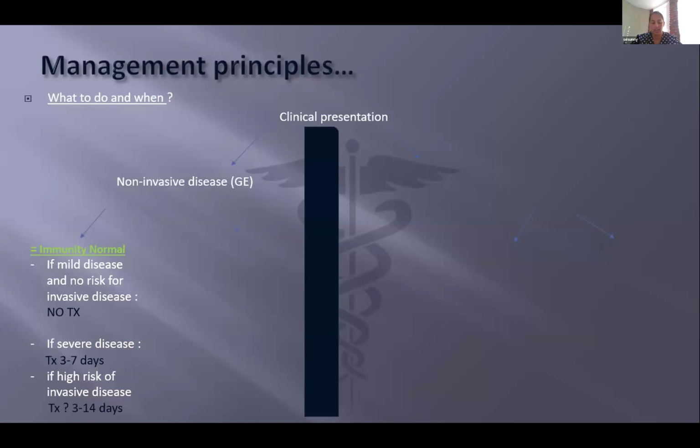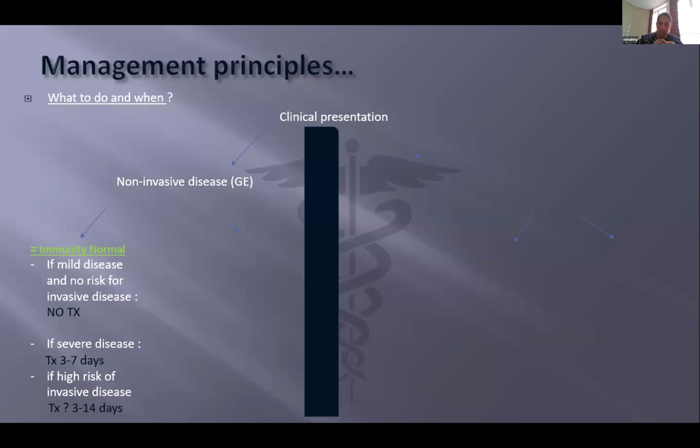There was a Cochrane systematic meta-analysis done in 2017 that showed there was no difference in outcome between patients with mild gastroenteritis from NTS who received antibiotics versus those who didn't. In fact, the group that received antibiotics had higher rates of shedding in the stool. So if you are immunocompetent with mild disease and no risk for invasive disease, no treatment is required.